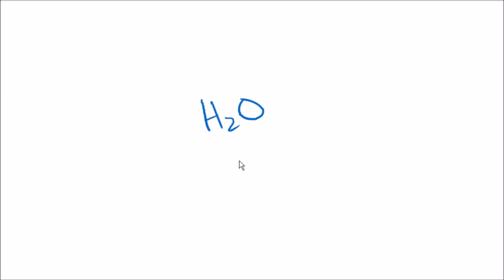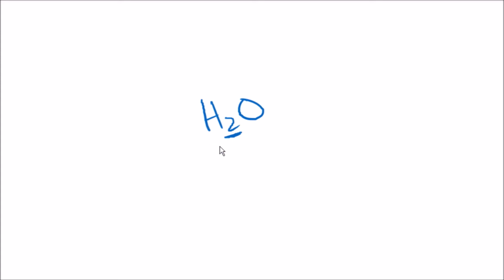Now what does H2O actually mean? Well, let's break it up and look at it. H is the chemical symbol for hydrogen, and then we have O for oxygen. Then we have the subscript 2, which denotes that we have two hydrogens.